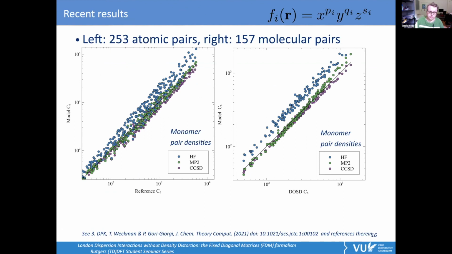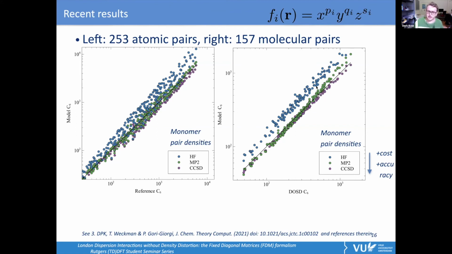So now to some results which we got with this method for the many-electron case. On the top right, I now have the functions f_i expanded in these Cartesian monomials. And here on the left, we have our C6 value with respect to our reference C6 value from dipole oscillator strength distributions. The three colors correspond to the three types of monomer pair densities that we considered: Hartree-Fock, MP2, and CCSD. Of course, as we progress down this series from Hartree-Fock to MP2 to CCSD, you increase the cost, but you also increase the accuracy, and that's what we see here.